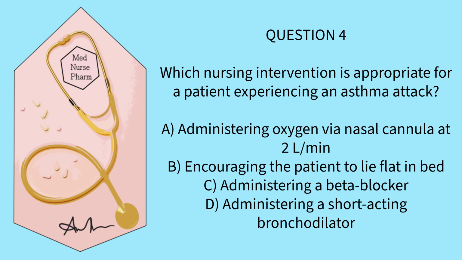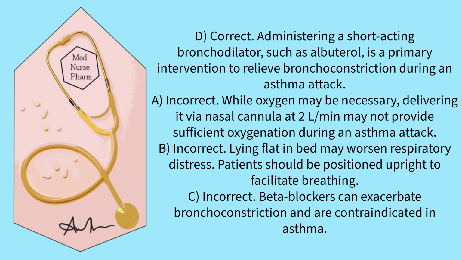Question 4. Which nursing intervention is appropriate for a patient experiencing an asthma attack? Administering oxygen via nasal cannula at 2 liters per minute, encouraging the patient to lie flat in the bed, administering a beta blocker, administering a short-acting bronchodilator. Pause the video and select your answer. If you chose option D, you are correct. Administering a short-acting bronchodilator such as albuterol is a primary intervention to relieve bronchoconstriction during an asthma attack.